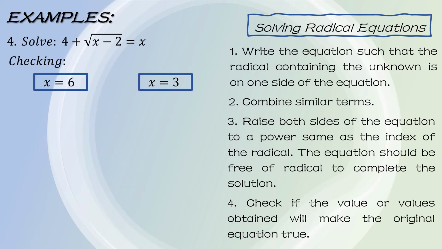So, let us now have the checking. This will become 4 plus square root of 6 minus 2 equals 6. Since may variable x pa sa right side ng equation or ng radical equation, ilalagay din natin dito yung nakuha nating value ng x o ng unang x which is 6. And then, isubtract muna natin 4 plus square root of 4 equals 6.